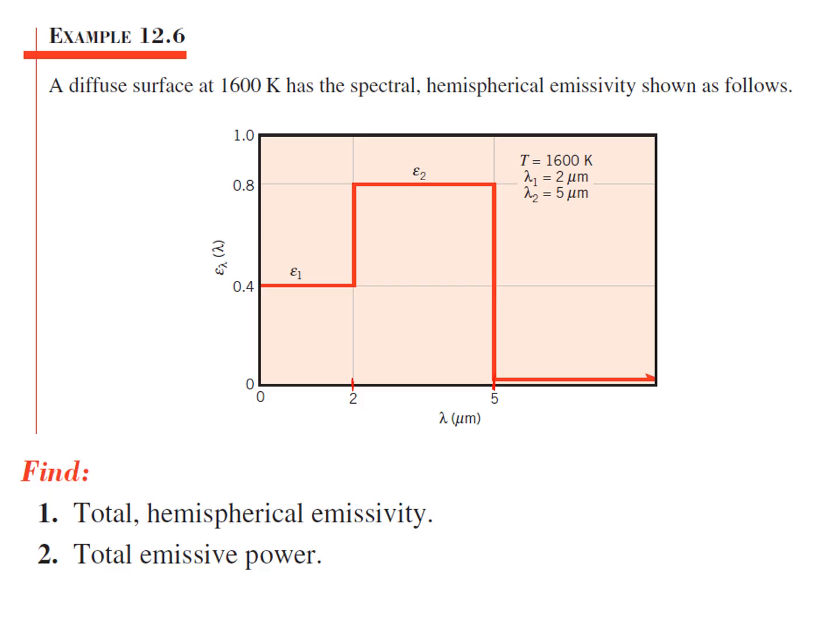What's asked of you is total hemispherical emissivity, which we already know a relation for, and then total emissive power. If I can calculate emissivity in the first part, I should be able to calculate total emissive power by just multiplying emissivity to my black body emission, which would give me total emissive power. So the biggest problem is to calculate the emissivity, then part 2 is really easy.